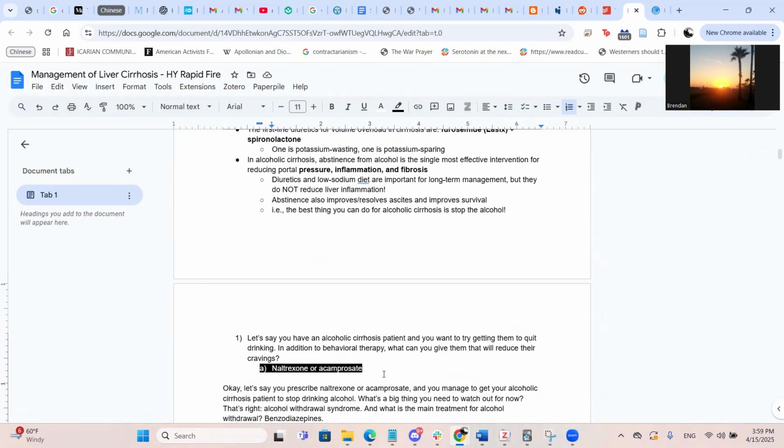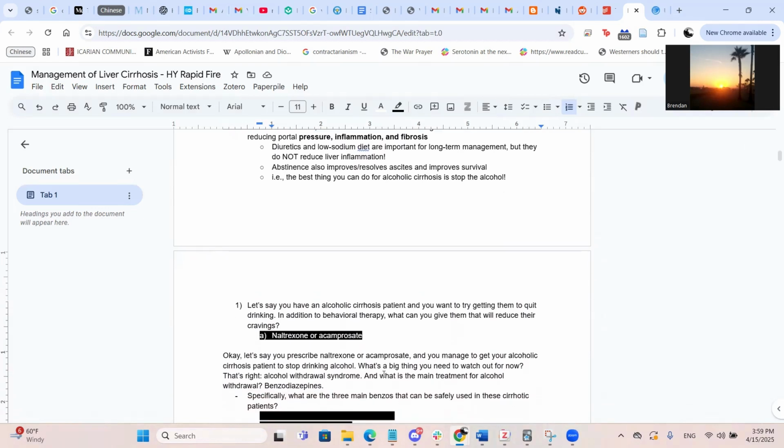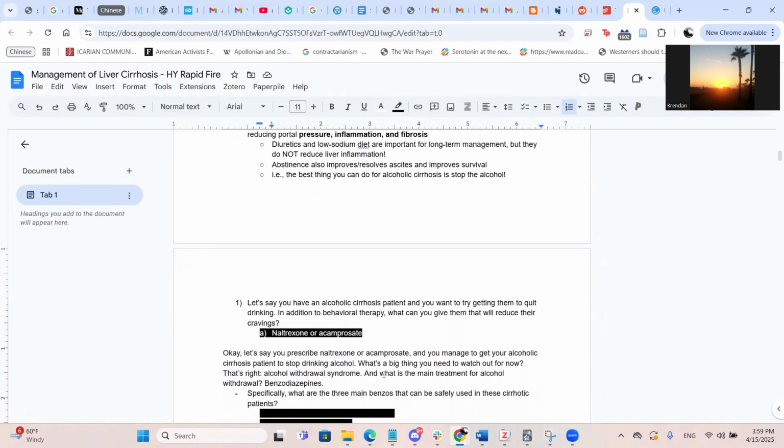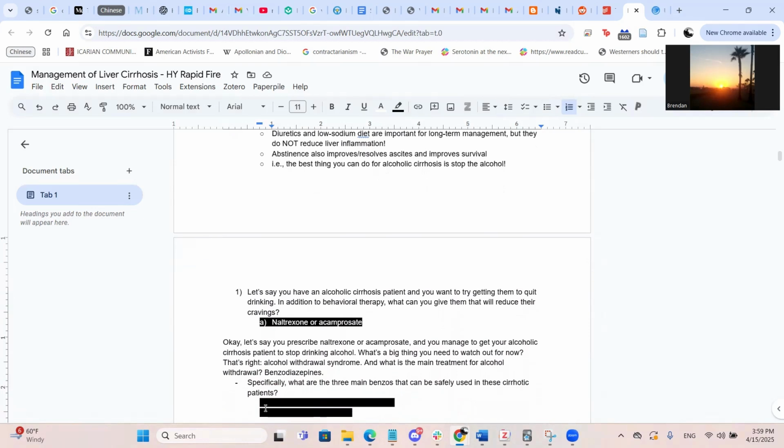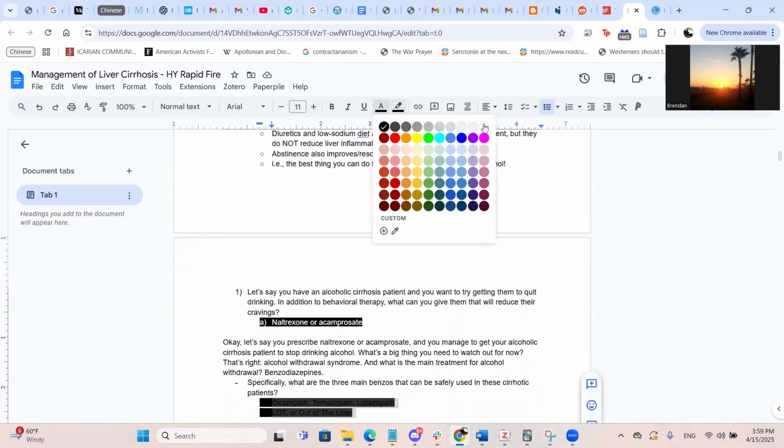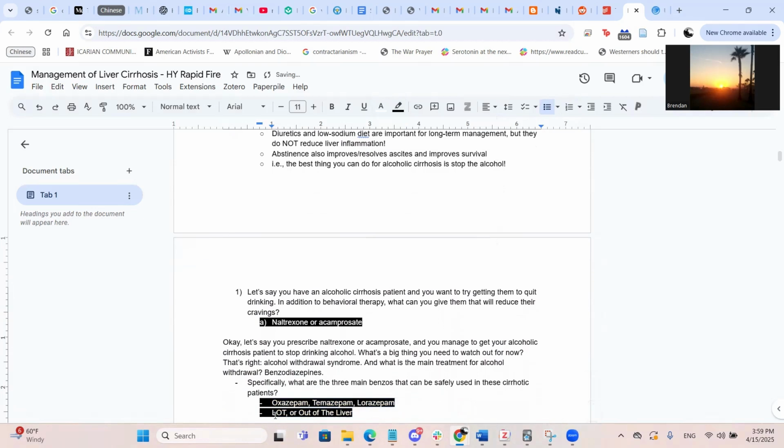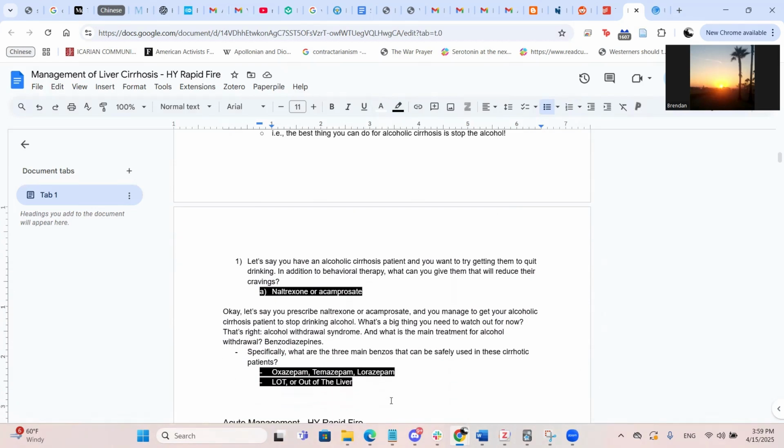That's right, alcohol withdrawal. And what's the main treatment for alcohol withdrawal? Benzos. Specifically, what are the three main benzos that you can safely use in patients with cirrhosis? The answer here is oxazepam, temazepam, and lorazepam. This can be remembered through a mnemonic. Most people go with LOT. I personally like "out of the liver" because it reinforces the idea that these are the three benzos used for liver disease, for cirrhosis.